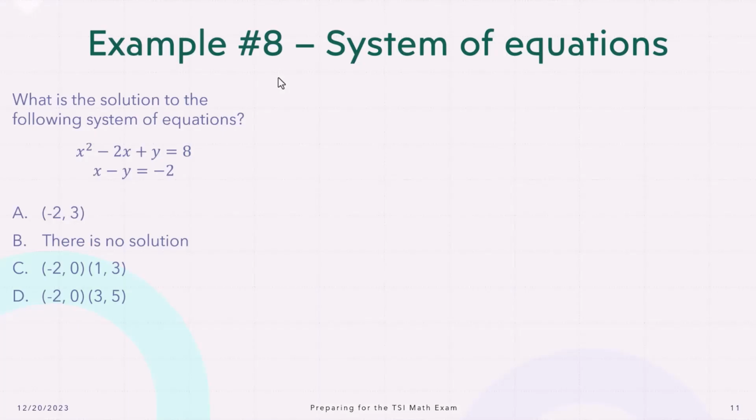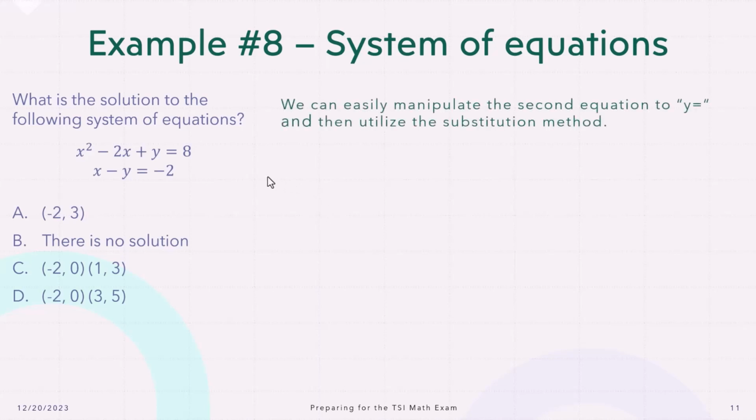A system of equations problem involves two or more equations, each with two or more variables. Here we have two equations with two variables or unknowns called x and y. So the question is, what is the solution to the following system of equations? We have x squared minus 2x plus y equals 8, and a simpler equation, x minus y equals negative 2.